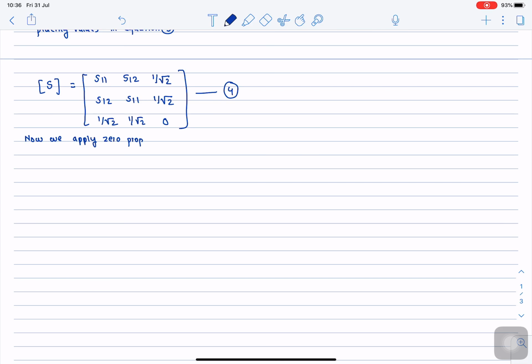Let us apply the 0 property to row number 1 and row number 3 of equation 4, where equation 4 is a scattering matrix. So apply the 0 property to row number 1.